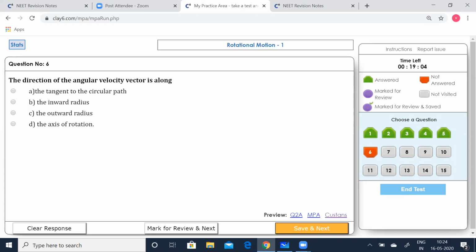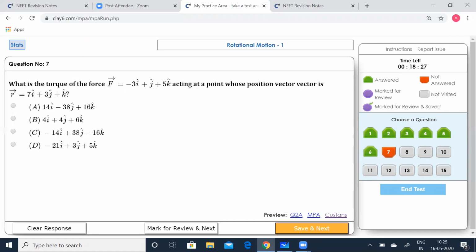The direction of angular velocity is along the tangent to the circular path, the inwards radius, outward radius, or axis of rotation. This is more of a theoretical question. Angular velocity is a vector quantity describing an object in circular motion. Its magnitude is equal to the speed of the particle and the direction is perpendicular to the plane of the circular motion. So obviously it is going to be the axis of rotation. So option D is correct. Click that, go to the next question.